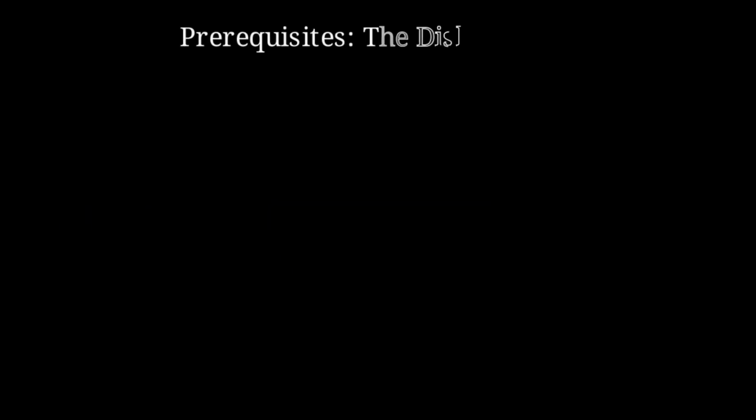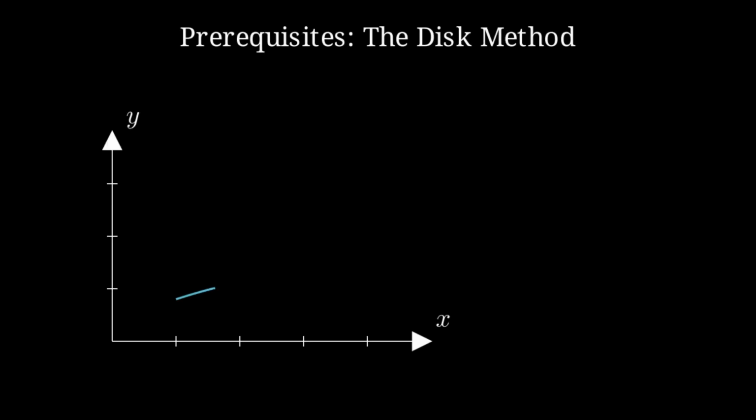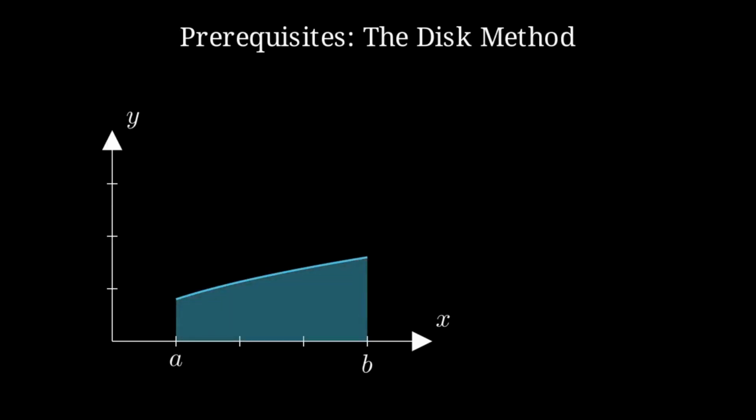Before we dive in, remember the disk method. When a function's area is flush against the axis of rotation, each cross-section is a solid circle with area pi times the radius squared. The washer method is simply an extension of this principle, designed to account for a variable in a radius that creates a void.